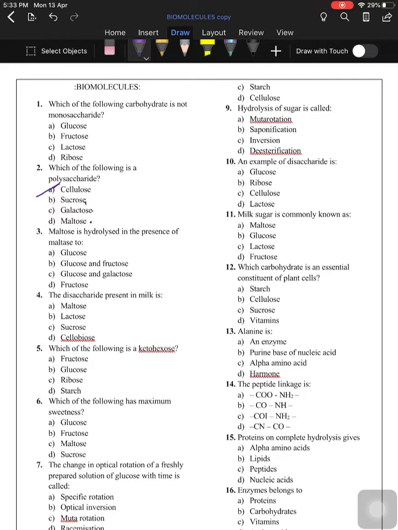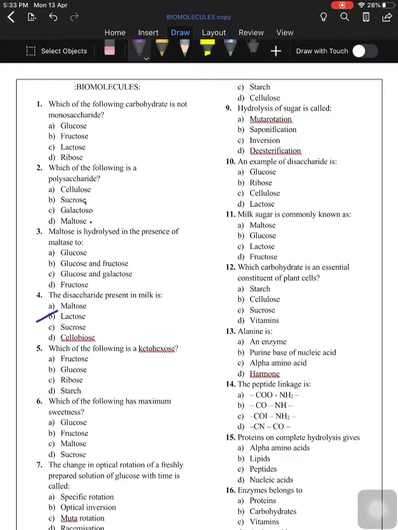Moving on to the third question: maltose is hydrolyzed in the presence of maltase. Here maltose is a disaccharide sugar and maltase is an enzyme which converts maltose into two molecules of glucose, that is, glucose plus glucose only. Therefore option A would be the right one, whereas options B, C and D do not fit. Moving on to the next one: the disaccharide present in milk is dash. They are asking which sugar is present in milk. The sugar present in milk is lactose.